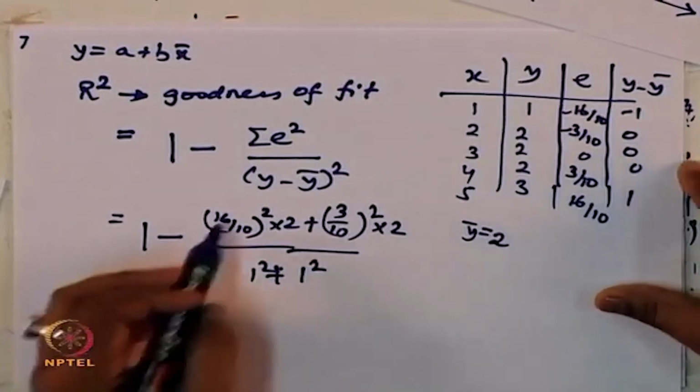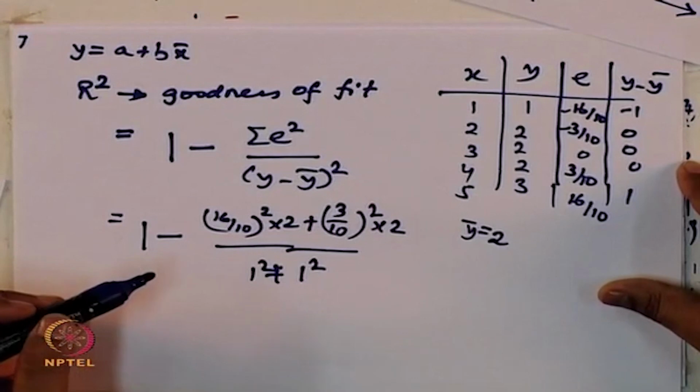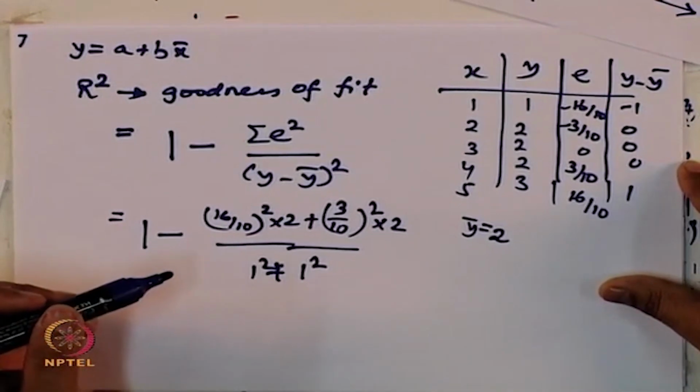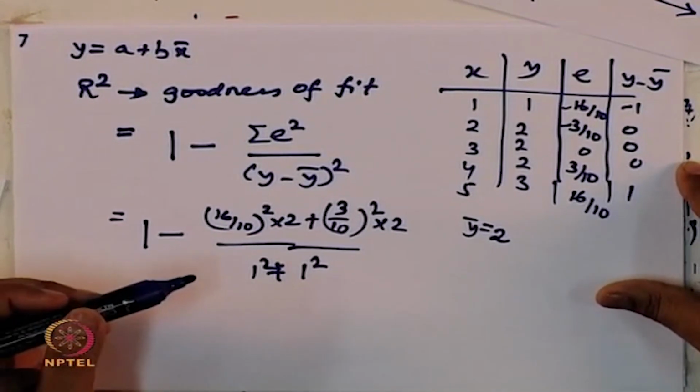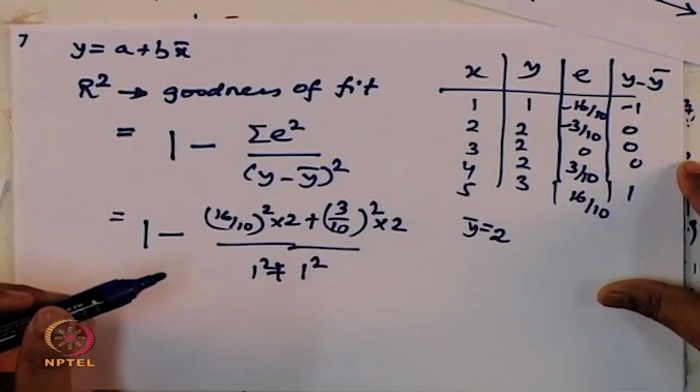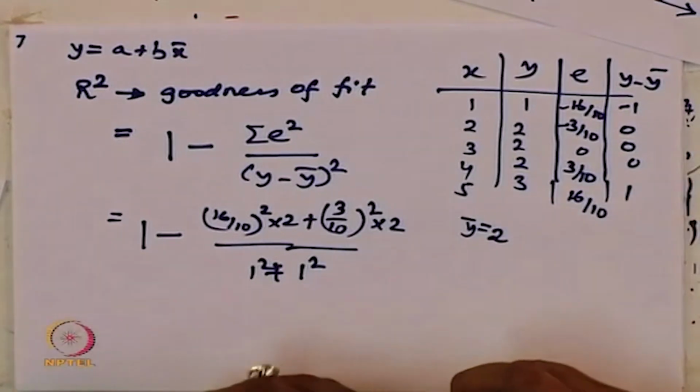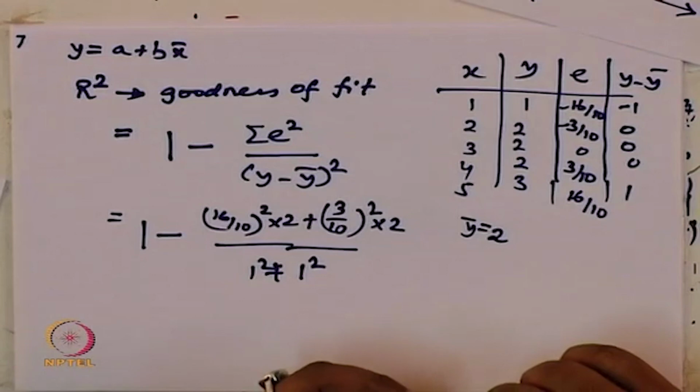Okay. So, this is a significantly large number, 16 by 10 error. So, I will get a value of R square which is reasonably low. In other words, this is not a good fit. Okay. So, you can compute the R square value. Whenever you do the calculation, you should also compute the R square value and then come to a conclusion if your line is a good representative of the data.